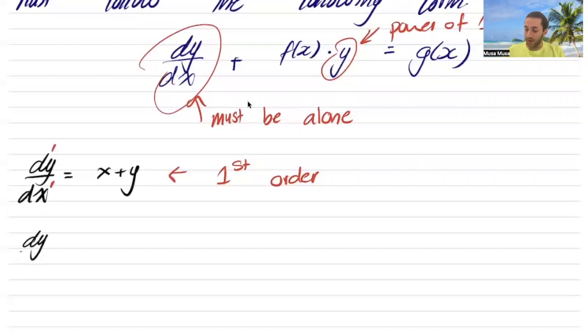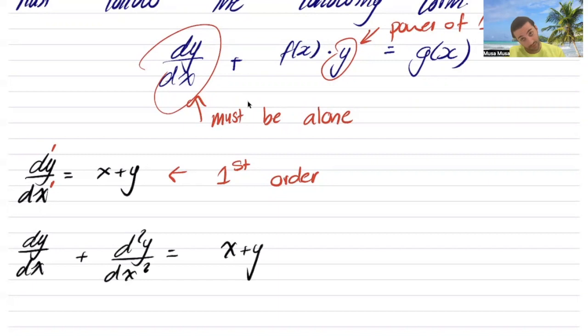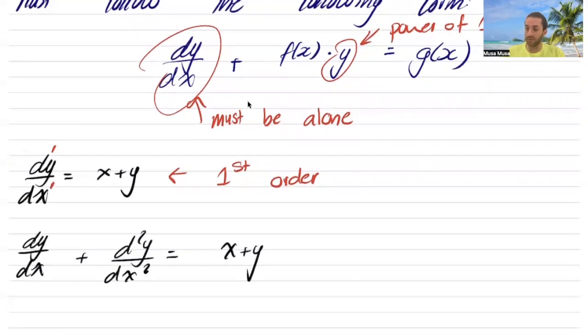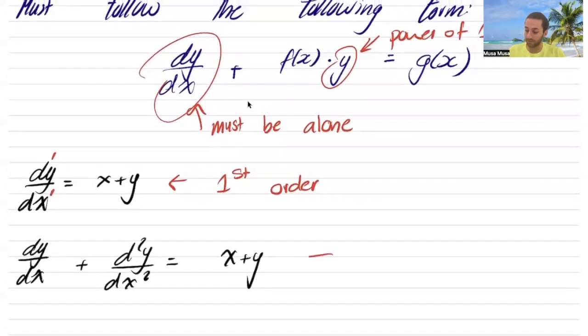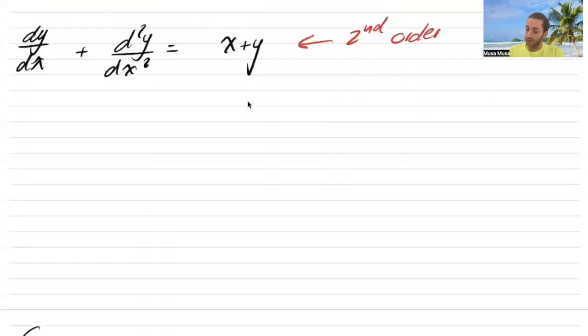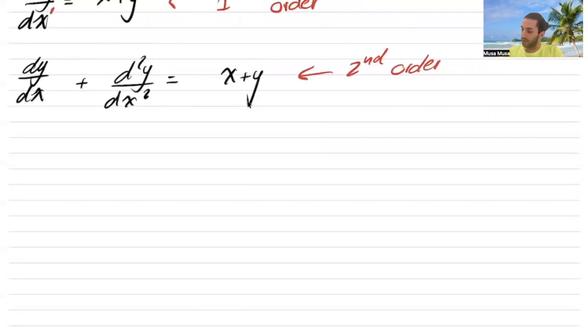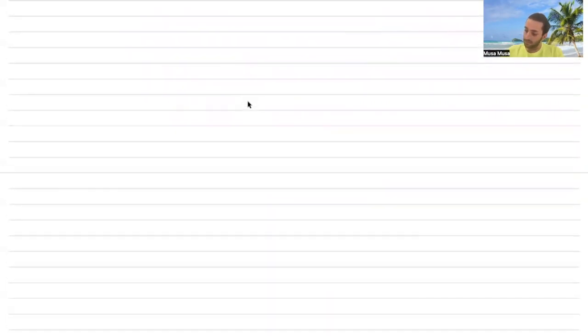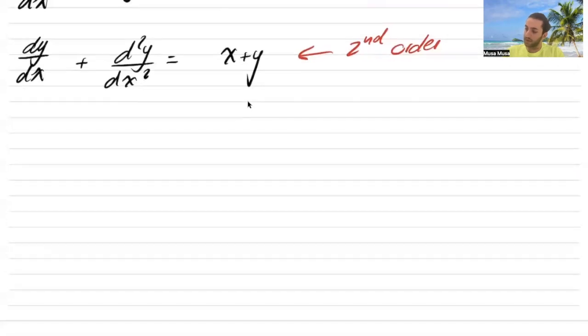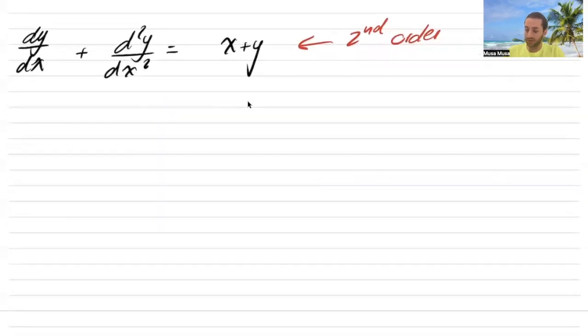What about if you had dy on dx plus d squared y on dx squared equals x plus y? What's this going to be? It's going to be second order, right? Because there's a second derivative present. Second order. Now, for the following, can you tell me whether you think they are linear or non-linear? So let's go through this one.